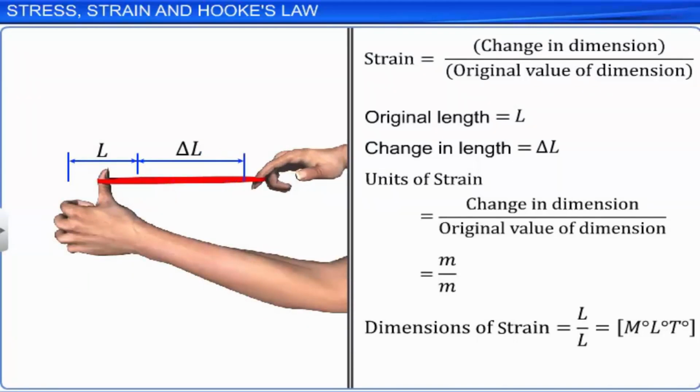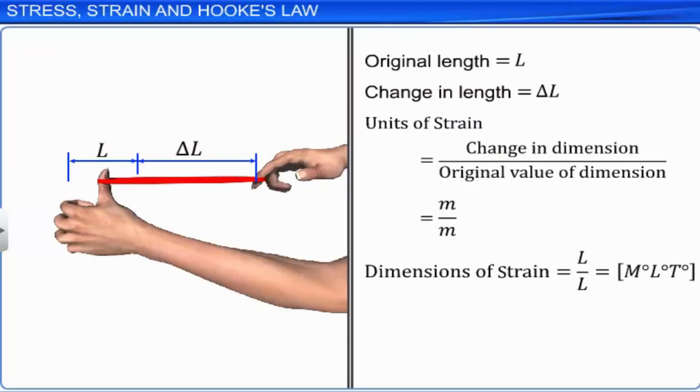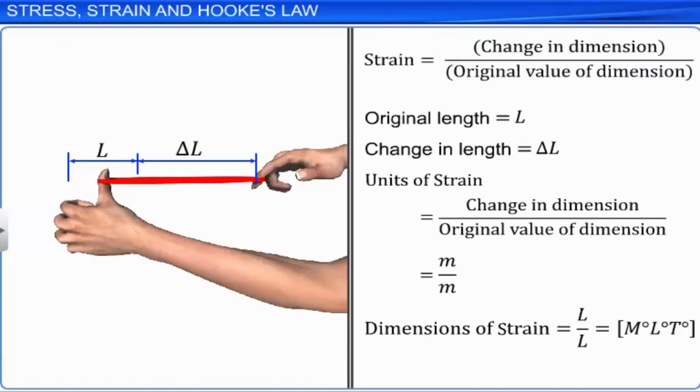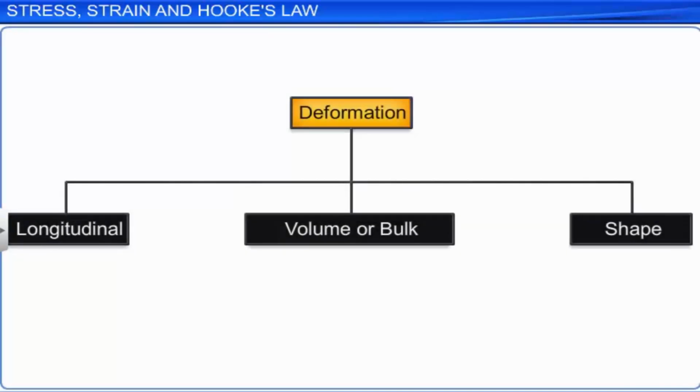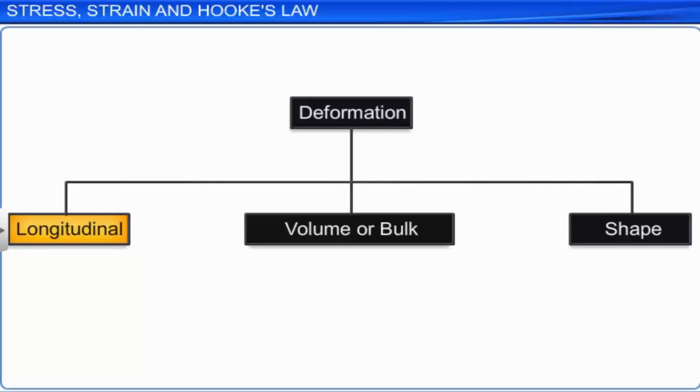A body can be deformed in one or more of three possible ways, namely longitudinal deformation, volume or bulk deformation, and deformation in shape. Based on the manner in which deforming external forces are applied and deform a body, we define three different types of stress and strain.